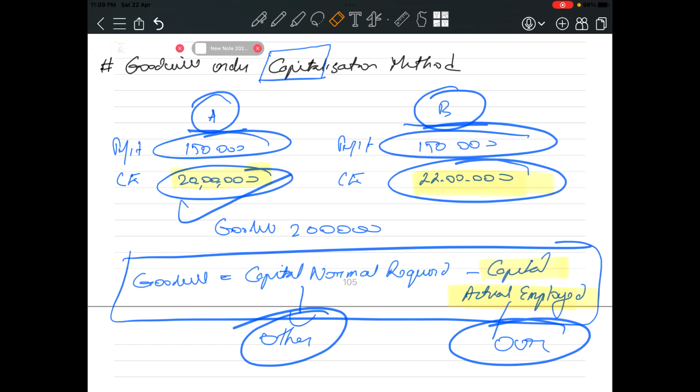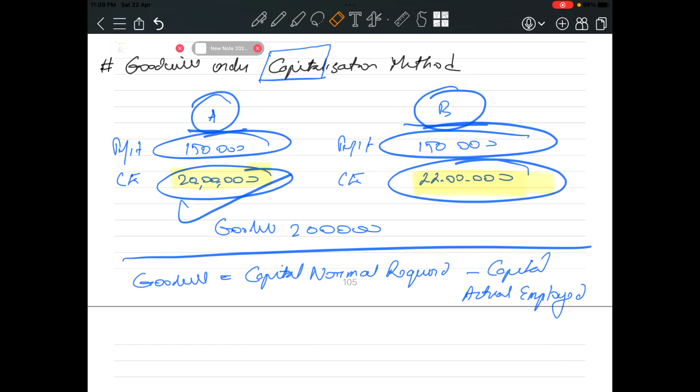So you can copy the formula. Copy the formula of goodwill. So this is the formula of goodwill under the capitalization method. I hope you have copied.